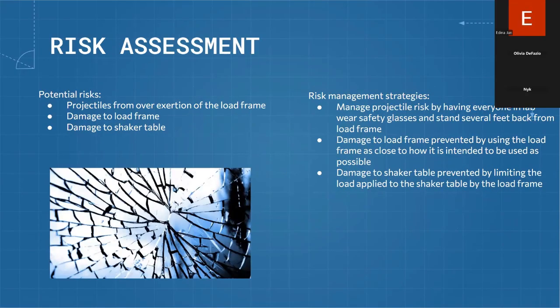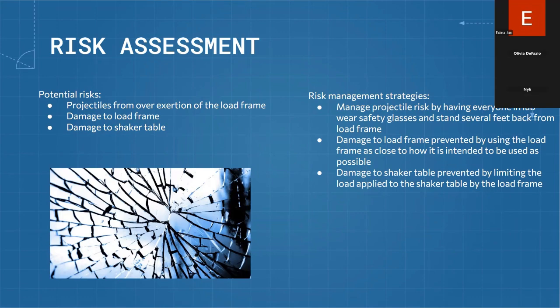For the risk assessment, our main potential risks were projectiles from overexertion of the load frame. If we crushed anything, then it would have thrown shards right in our faces. That is a risk that we mitigated by standing as far back from the load frame as possible, wearing safety glasses, and limiting the amount of load to what we judged to be a safe, reasonable limit.